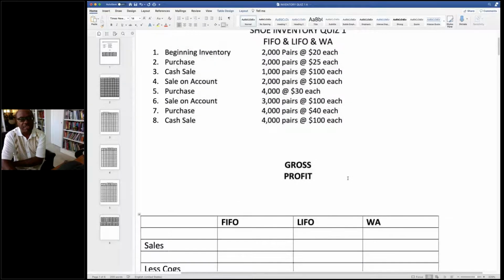What's your question? Okay, so you see how the first one was beginning inventory? Is that something that I should be putting on a journal entry, because we already have it, right? Already got it. No journal. So I'm just doing the purchase. But you do put it in the inventory chart.